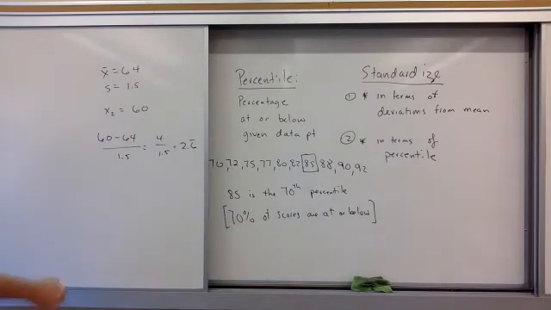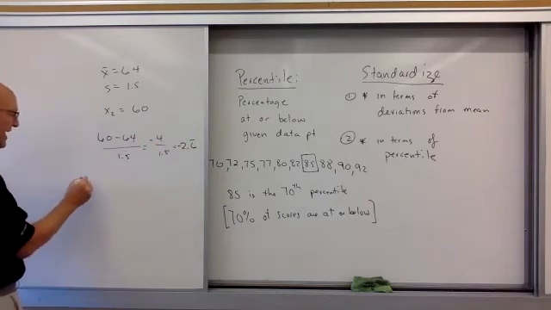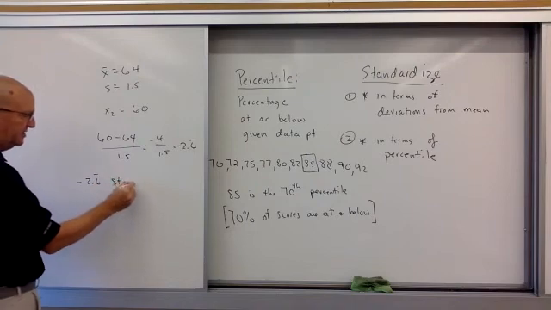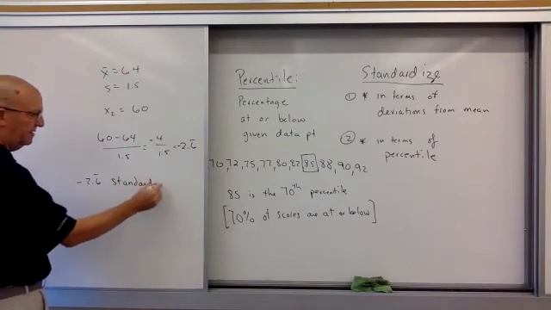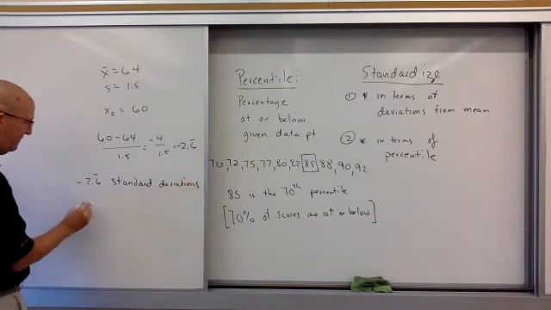So what does that mean? Actually, it's a negative. That means you were negative 2.6 repeating standard deviations away from the mean.